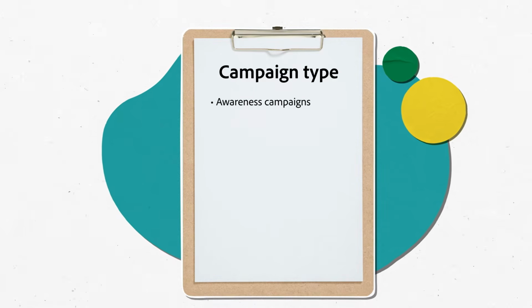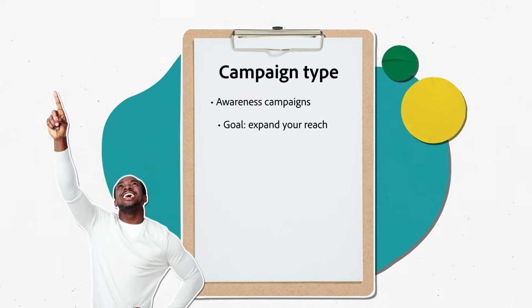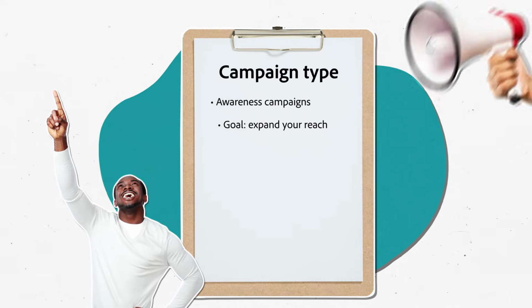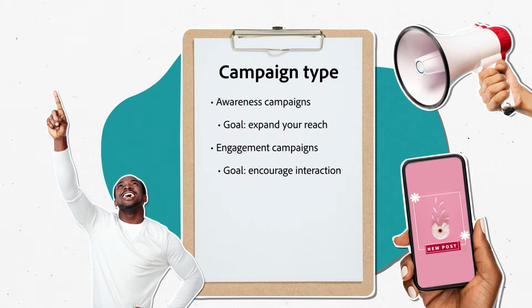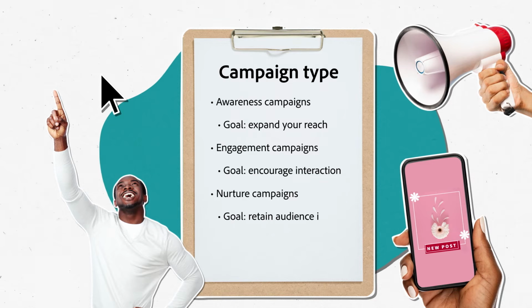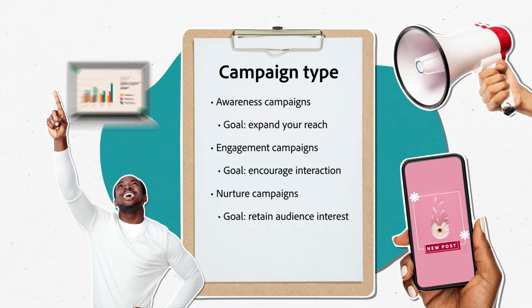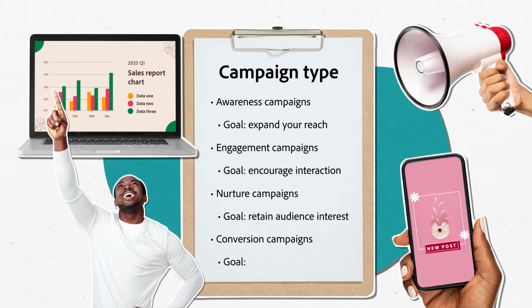Awareness campaigns. The goal: expand your reach. Metrics: impressions and reach. Engagement campaigns. The goal: encourage interaction. Metrics are likes, shares, and clicks, as well as comments. Nurture campaigns. The goal: retain audience interest. Metrics include time on page, click-through rates, and return visits. Conversion campaigns. The goal: drive measurable actions. Metrics include sales or signups.